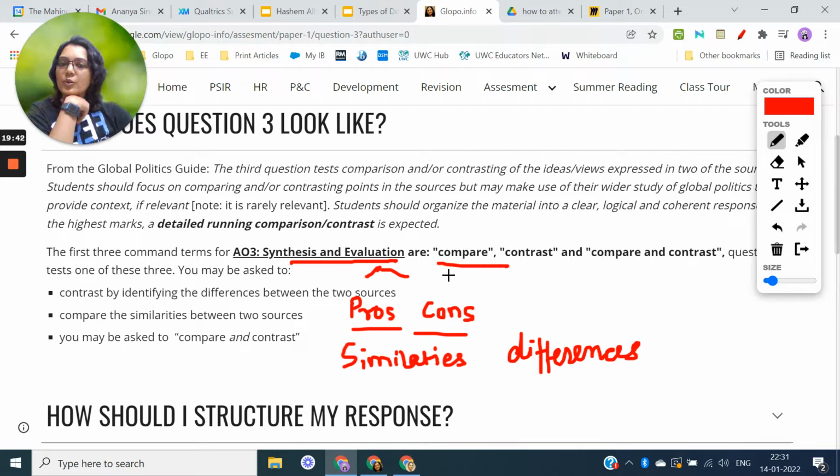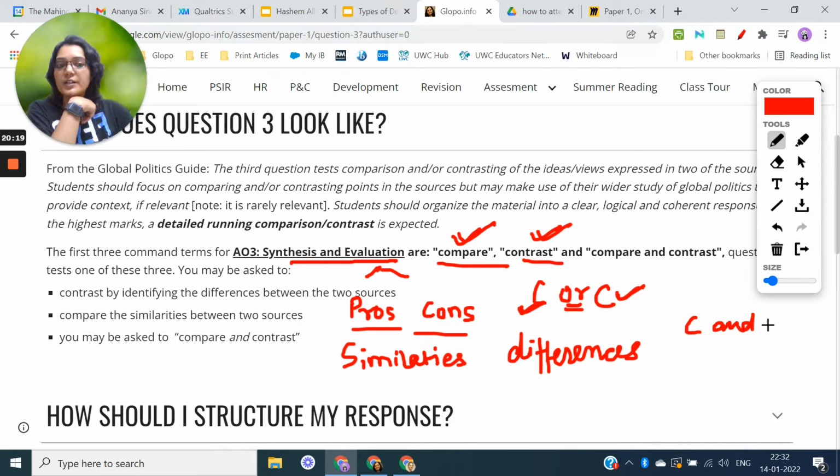Now compare. What do you mean by compare? That is similarity. Contrast. What do you mean by contrast? That is differences. Okay. Now remember, in this question there is a trap, because at times the question is asking you just to compare, or just to contrast, or the question can be given as compare or contrast. Now here it is or, so that means either you can pick up compare or you can pick up contrast. Now one more trick over here: compare and contrast.